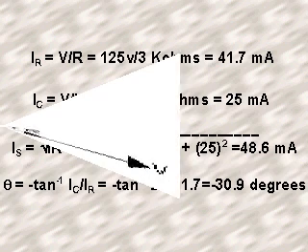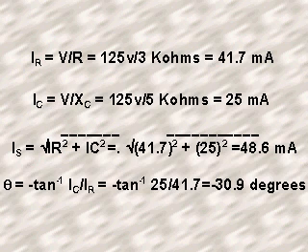A parallel RC circuit consists of a 5 k ohm capacitive reactance and a 3 k ohm resistor connected across a 125 volt source. What is the total current and the phase angle? Applying Ohm's law to each branch, we get the current through the resistor I sub R is equal to the voltage divided by the resistance, or 41.7 milliamps.